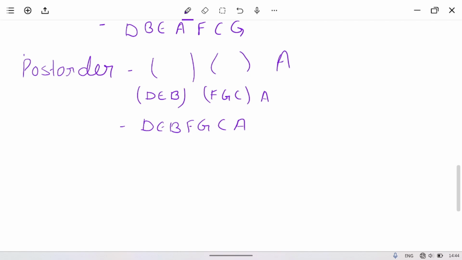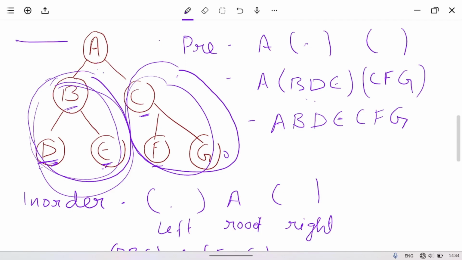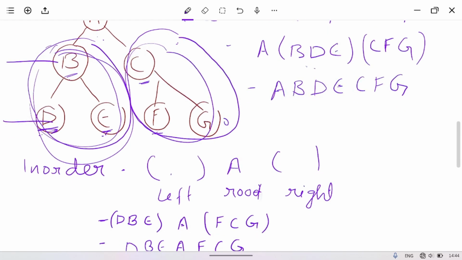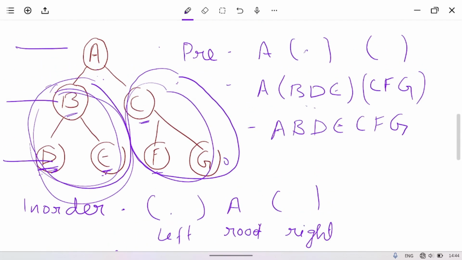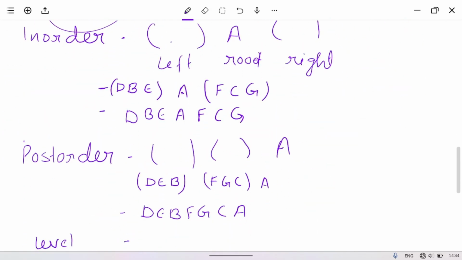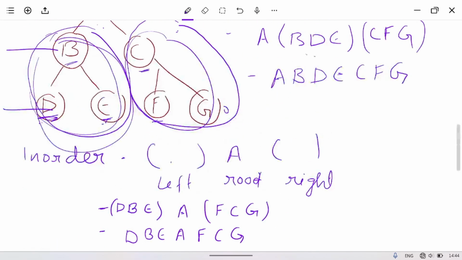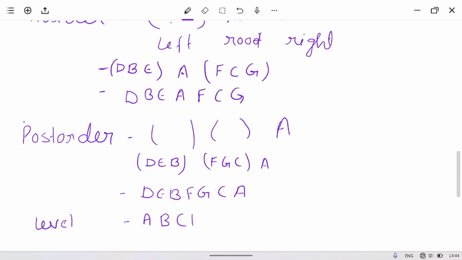Now solve for level order traversal. Level order traversal is simple, just traverse level by level. First this level, then next, then next. Always traverse from left to right. If nothing is mentioned, level order means top to bottom, left to right. A, then B, C. A, B, C, D, E, F, G.